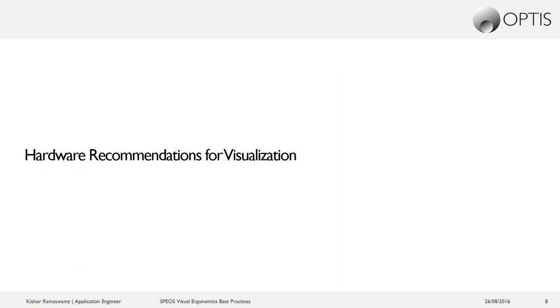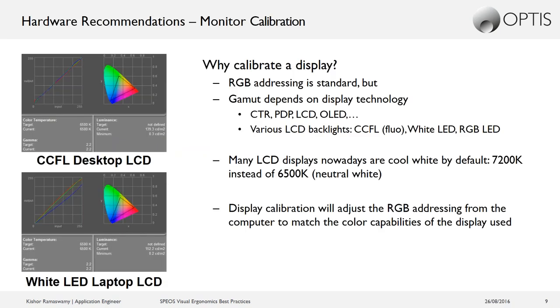So to begin, we'll talk about some hardware recommendations. This is something that is often overlooked, but can have a huge impact on how a result is perceived. For a start, calibration of a monitor is extremely important if we're trying to use a visual result to make decisions. The color of a display can change drastically from an uncalibrated display to a calibrated display.